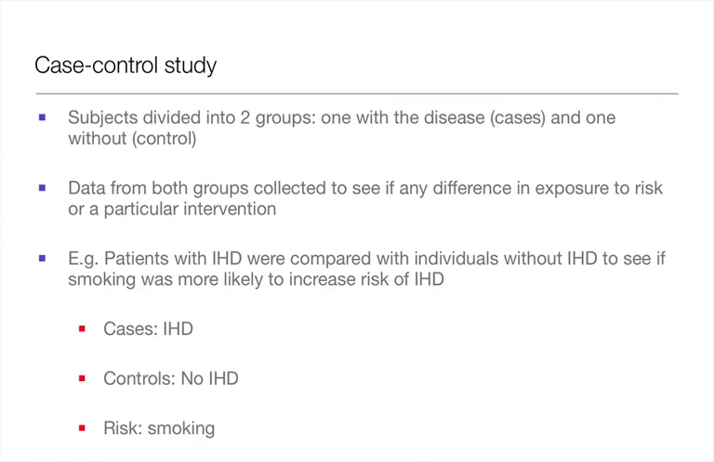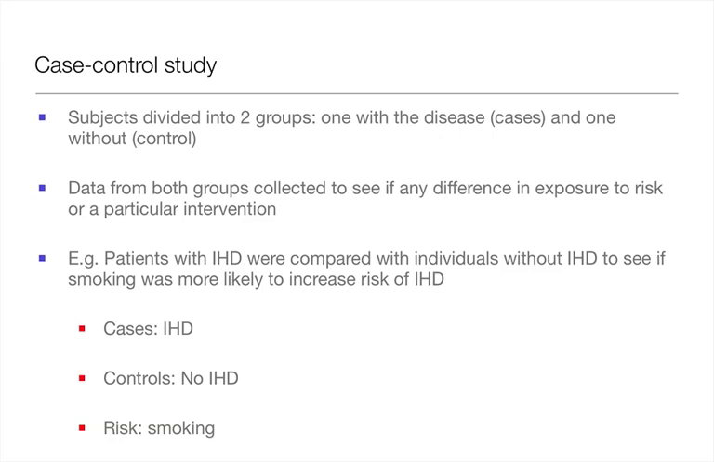Another type of observational study is the case control study. In this kind of study, subjects are divided into two groups depending on whether they have a disease or whether they don't have a disease. So the disease is the case group, and the group which doesn't have the disease is the control group. With both of these groups, you can collect data to see if there's any difference in the exposure to risk or from a particular intervention, to see if you're more likely to have been exposed to that risk if you have the particular disease compared to if you don't have that disease.